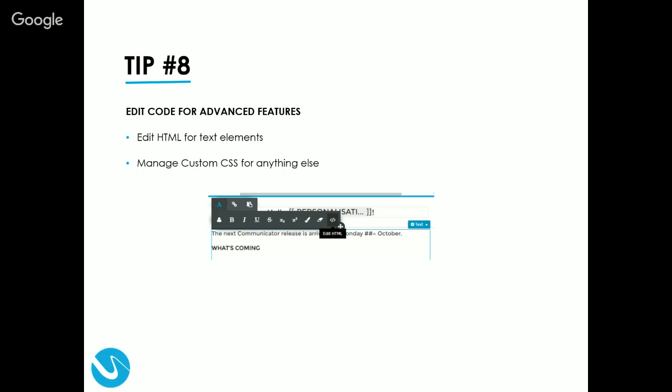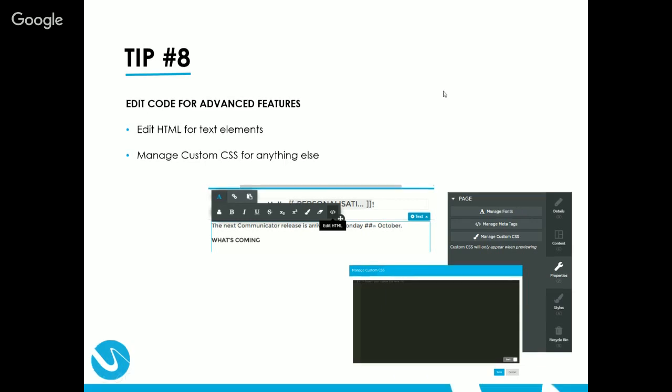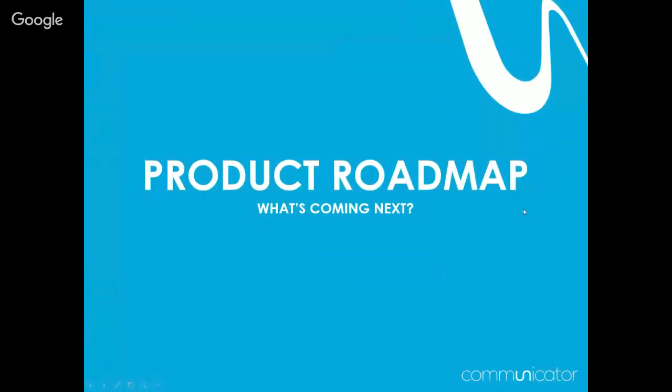And then for anything else, you've got the custom CSS option. So when you've highlighted the canvas, hit the properties tab, and then the manage custom CSS button, you get this dialog here where you can add in your own rules to make sure that you can do anything you like with these emails. So that's our 8 tips to using the email and template builders to help save you time.